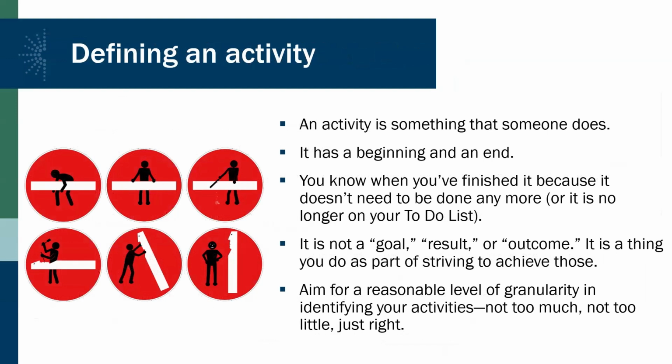Your work plan will be built on activities, so it's important to be clear about just what an activity is. An activity is something that someone does. It has a beginning and an end, just like projects. And you know when you've finished it because it doesn't need to be done anymore. An activity is not a goal, a result, or an outcome. Rather, it is something you do as part of striving to achieve those.